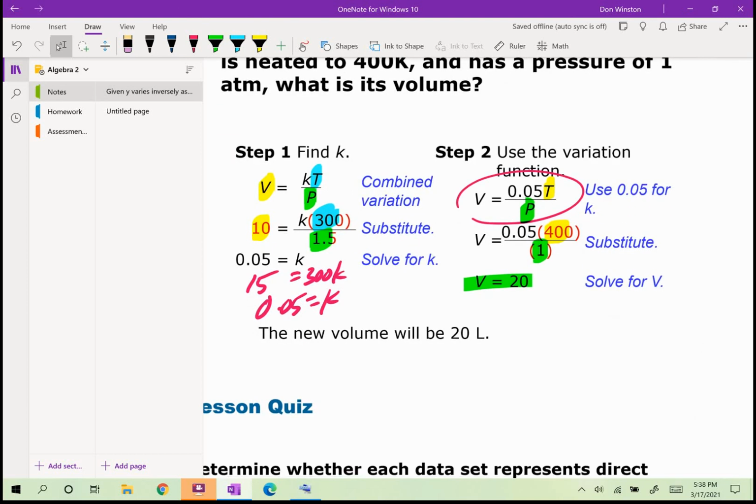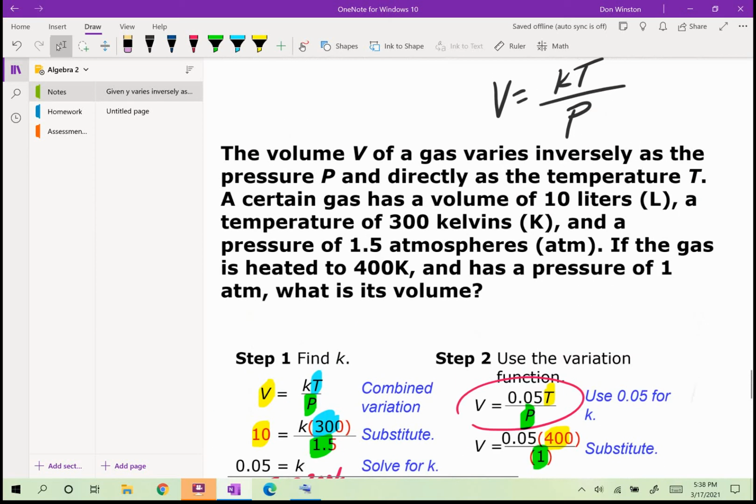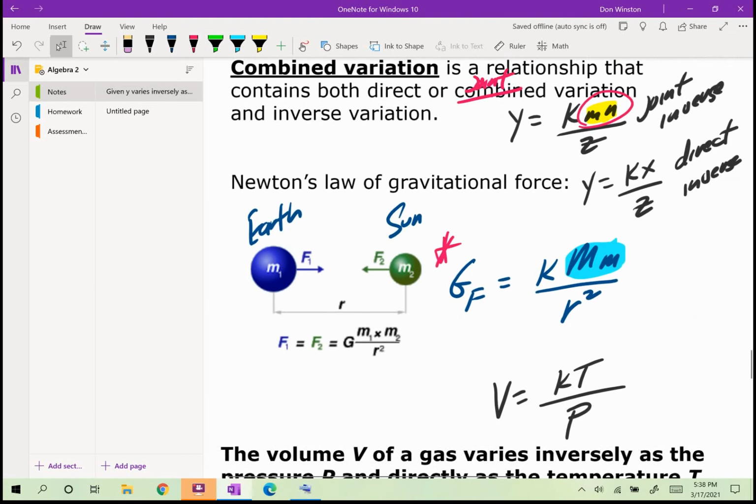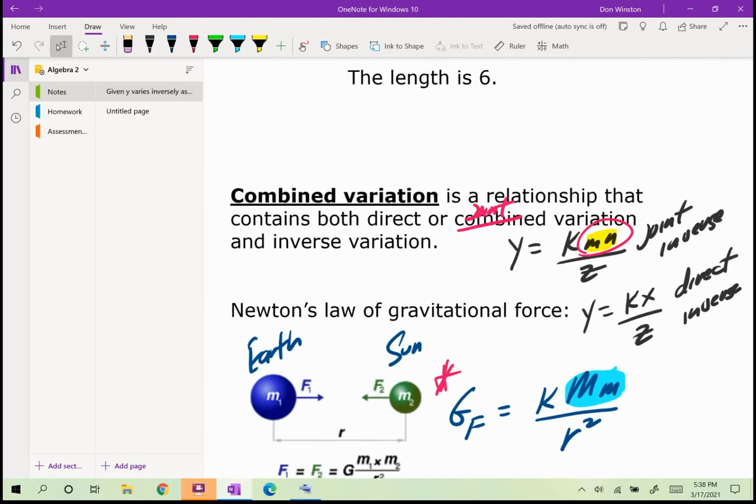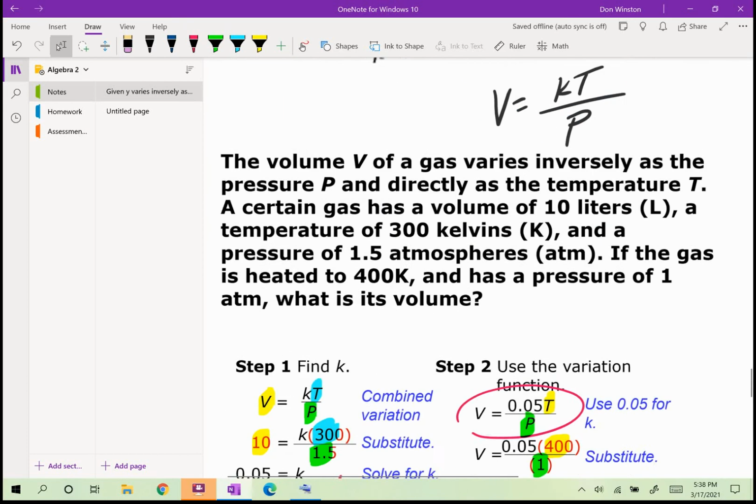Okay, so that's it. So we've covered direct variation, inverse variation, joint variation, and then combined variation, which combines everything, either joint and inverse or direct and inverse. But the process is the same. You start with the equation.